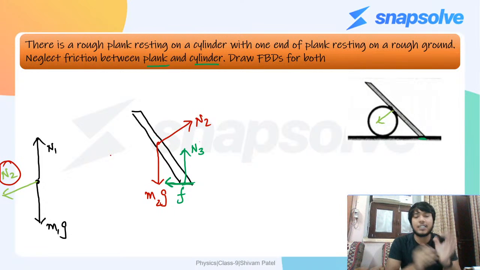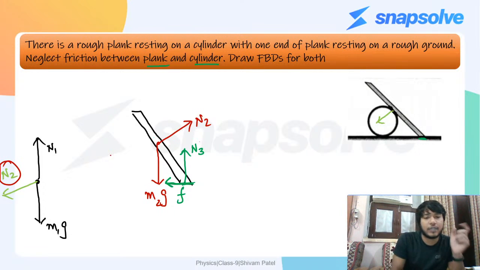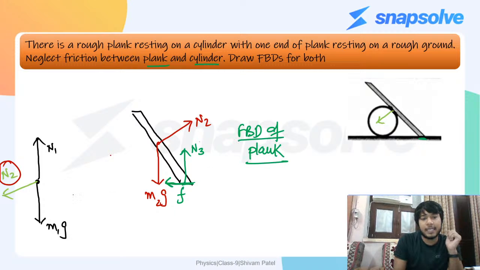Is it clear to all? जल्दी से बताओ सबको समझ आया कि नहीं आया? So ये वाला हो गया आपका FBD of plank and ये हो गया आपका free body diagram of sphere.